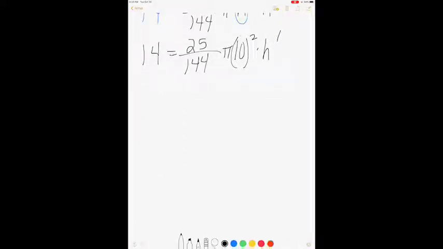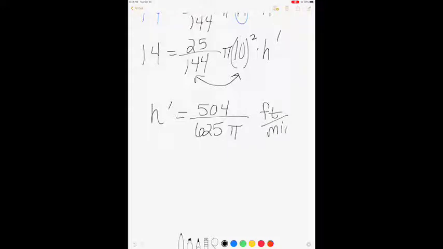All right, we are ready to solve for H prime. This is 100 times that, so that's going to be 250 over 144. We're going to divide both sides. So I ended up getting, and then dividing by pi at the end. So divide 14 by 25 over 144, divide 14 by 100, and then lastly divide it by pi, and this is what you should get.